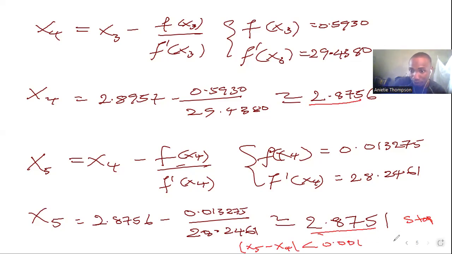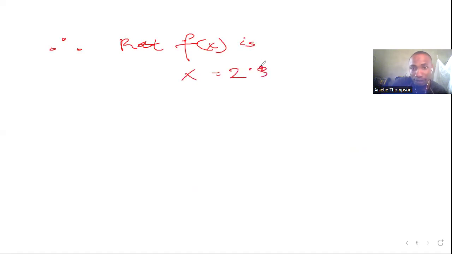So how do I conclude this? I will say, therefore, the value of the root of that function, the root of f of x, is x equal to 2.875. That is my solution, and that is the solution to that function.